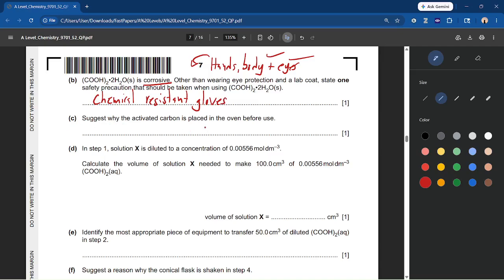Suggest why the activated carbon is placed in the oven before use. So this is to remove any water in the carbon.